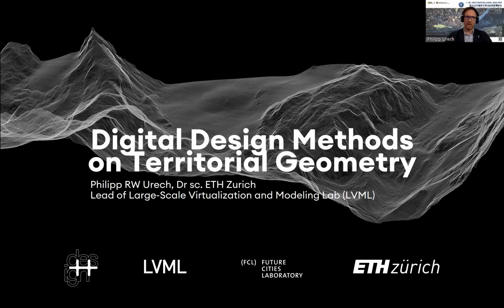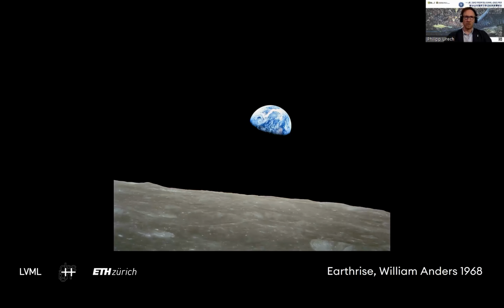But first, I would like to take a step back for a moment and look at this picture. This is called the Earthrise and was taken from the Apollo 8 mission in 1968. It is considered to be one of the most influential photographs ever taken. The American politician Al Gore shows it in his 2006 documentary, An Inconvenient Truth, to explain the fragility of our Earth system.